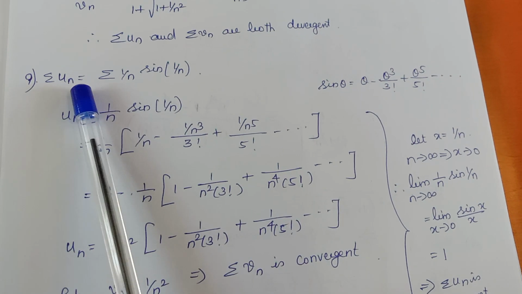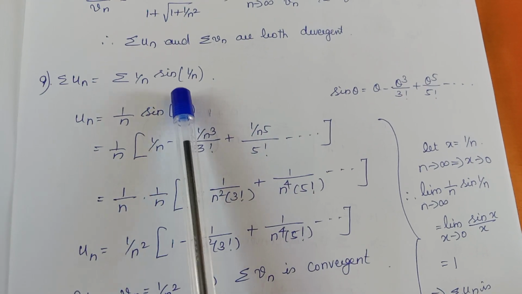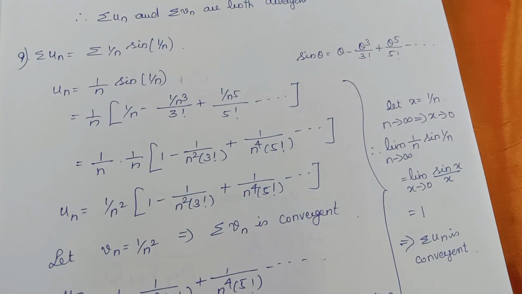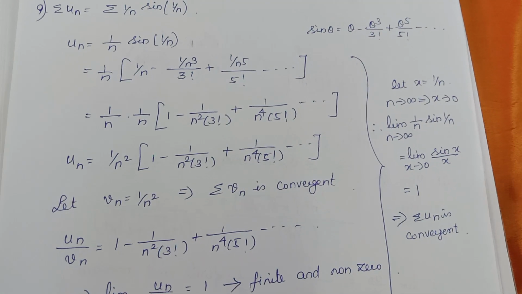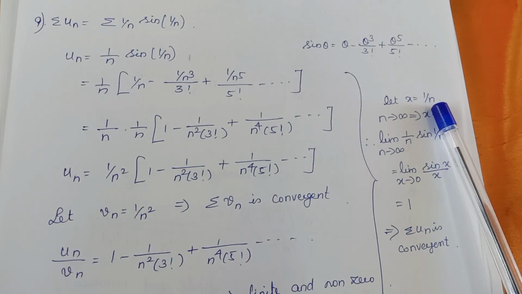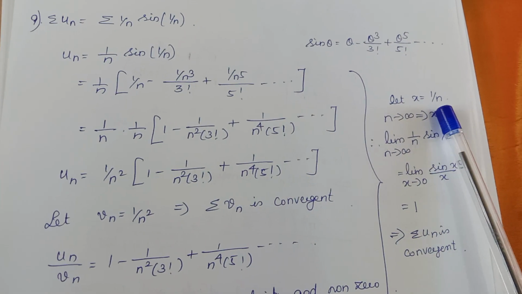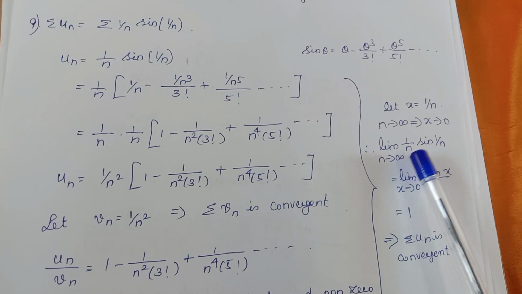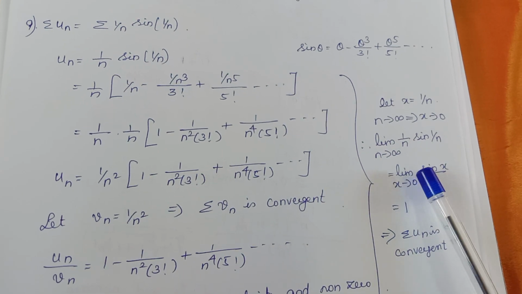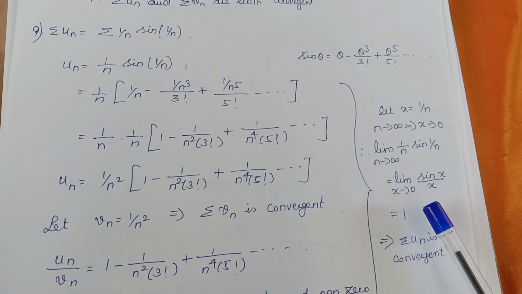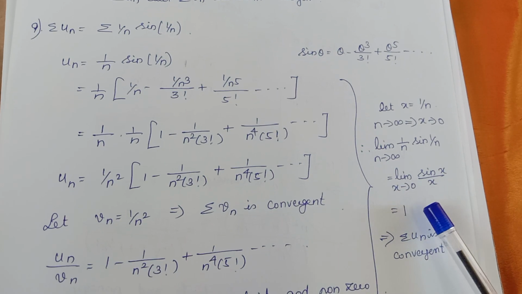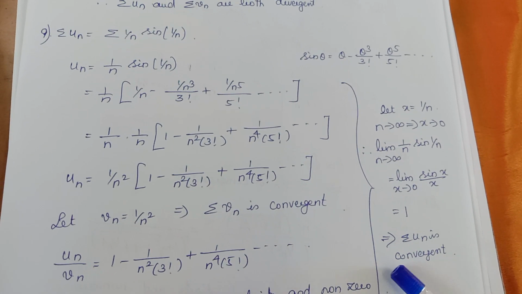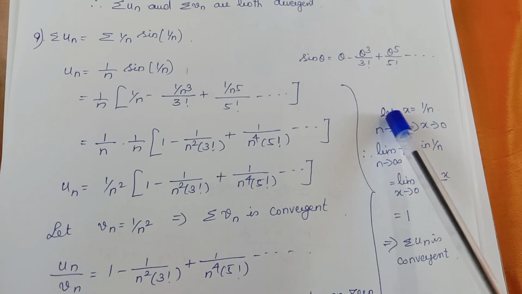Next one, sigma un equal to sigma 1 by n sine 1 by n. Okay, we want to discuss the convergence of this. So we can do it in two different ways. Let me explain the simplest way first. Let me take x equal to 1 by n. Then n tends to infinity means x tends to 0. Therefore, limit n tends to infinity, 1 by n sine 1 by n equal to limit x tends to 0 sine x by x. But this limit we know it is equal to 1, isn't it? Therefore, the given series is a convergent series. This is one simplest way.